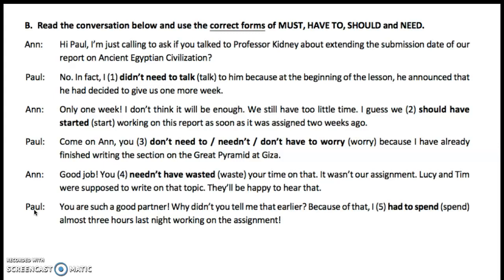Question number 4. Needn't have verb 3 means that you did something, but it wasn't necessary to be done. Number 5. The answer is had to, which is the past tense of have to or has to, and means past necessity.